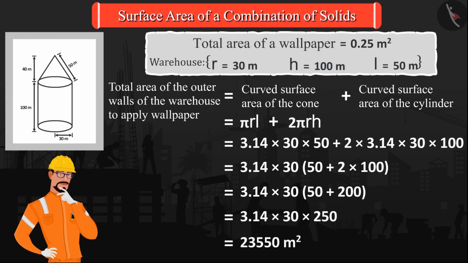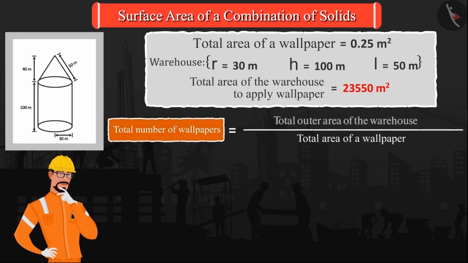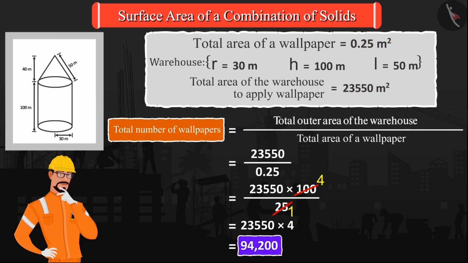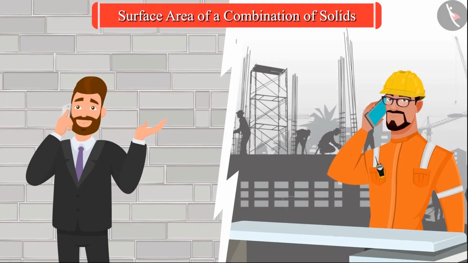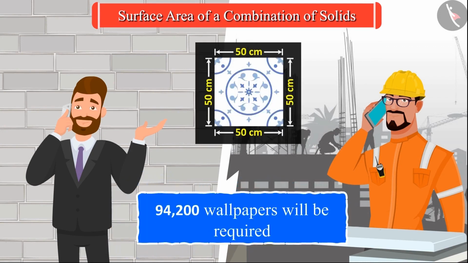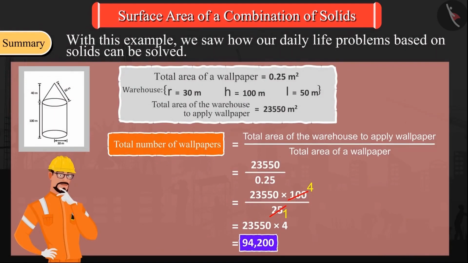From this, we get to know that the total area of the outer walls on which the wallpaper is to be applied is 23,550 square meters. Now we will divide this area by the area of a wallpaper so that we get the total number of wallpapers needed. The engineer immediately calls the general manager and tells him that he will need a total of 94,200 wallpapers. With this example, we saw how our daily life problems based on solids can be solved.